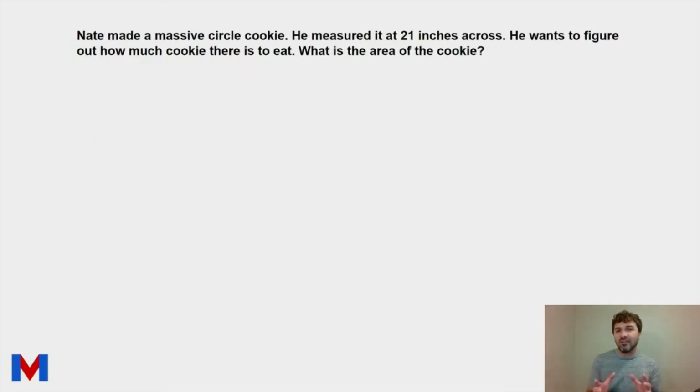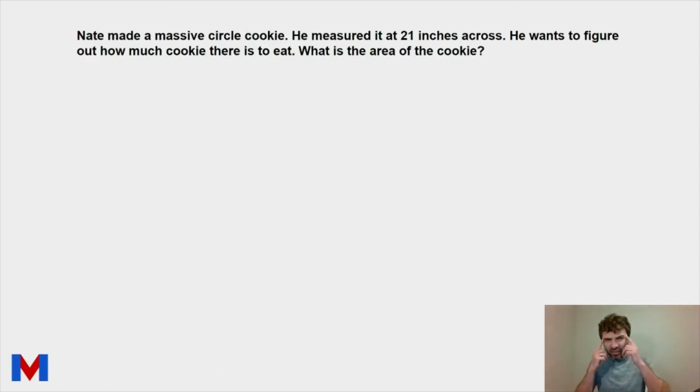So we're not always given the radius, so let's check this one out. Nate made a massive circle cookie. He measured it at 21 inches across. That's a huge cookie. That's like almost 2 feet. He wants to figure out how much cookie there is to eat, because everyone loves cookies. So what is the area of this cookie?